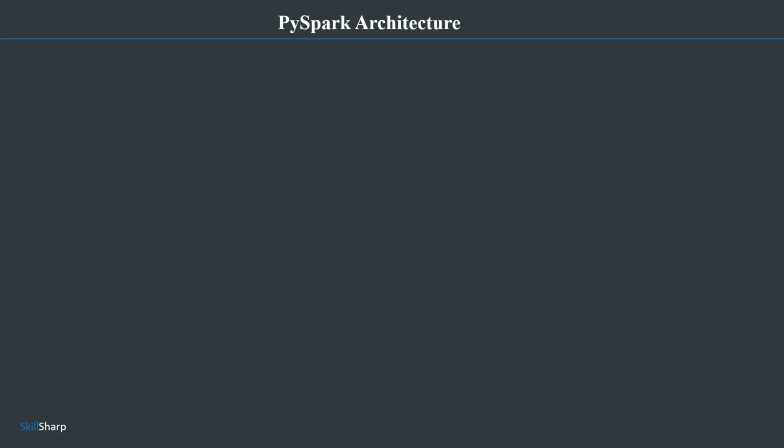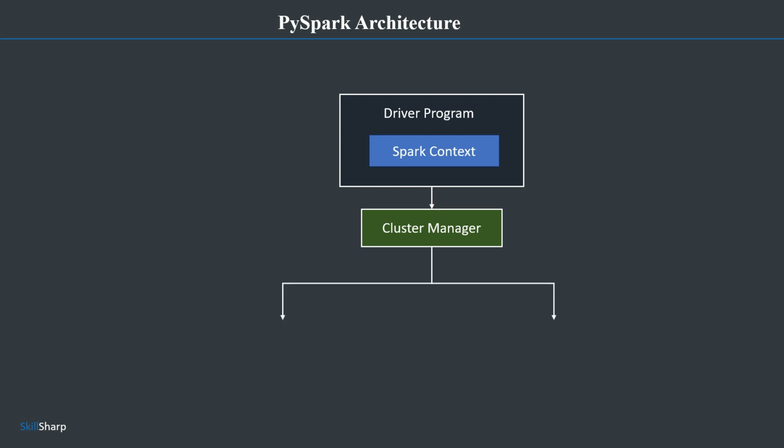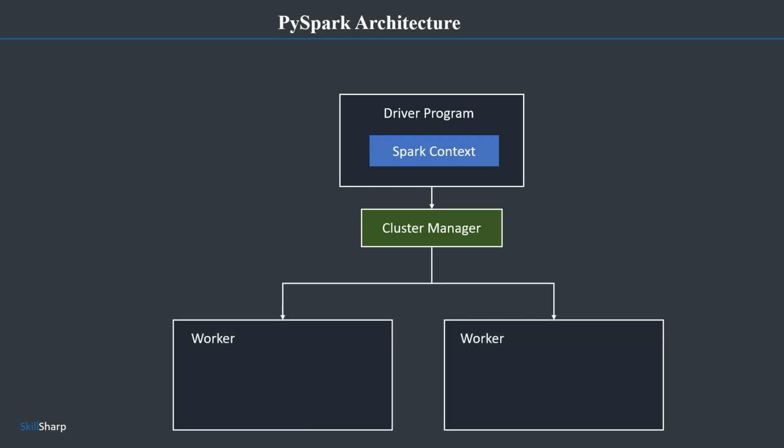Now the architecture. Let's see the architecture of Apache Spark in a bird's eye view. Here we also follow the master-slave architecture, where in our master node there is a driver program, and that driver program creates a Spark context. Then that Spark context, or that driver program, communicates with the cluster manager to talk with other worker nodes.